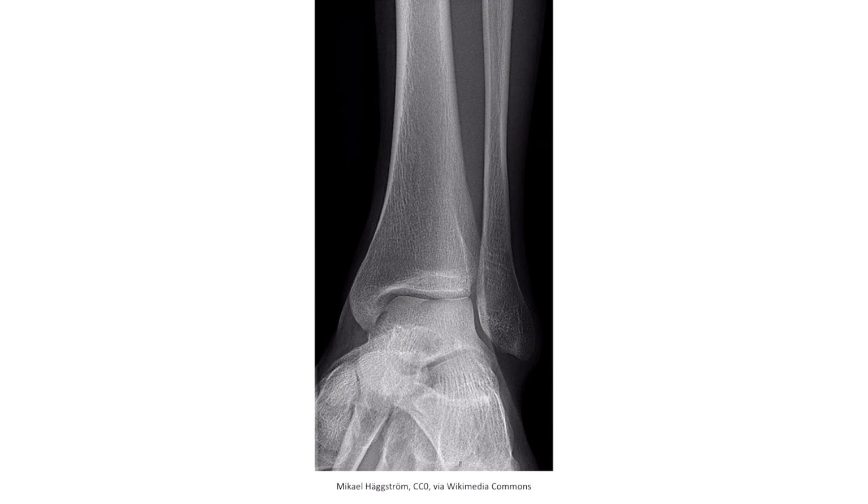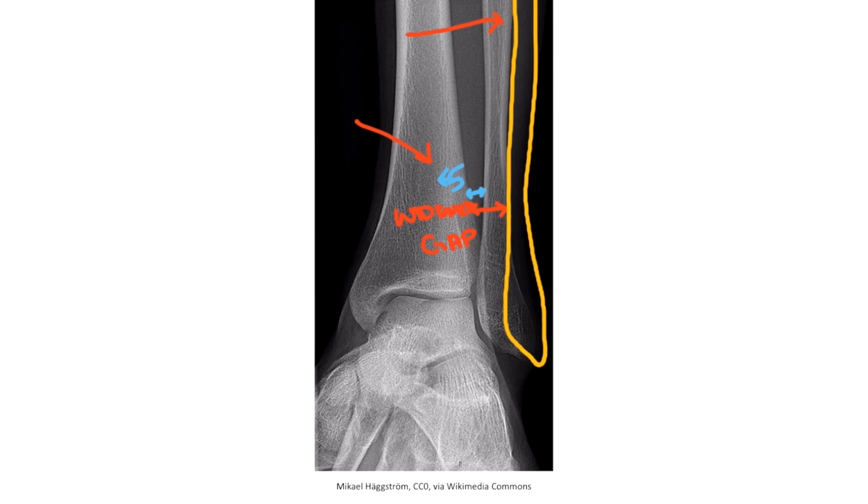Here's an X-ray depicting the normal mortise view of the ankle with the tibia and fibula. Normally, the distance between the distal ends of the tibia and fibula should be less than 5 millimeters. Therefore, a distance of more than 5 millimeters between the distal ends of the 2 bones would be consistent with a syndesmotic or high ankle injury.